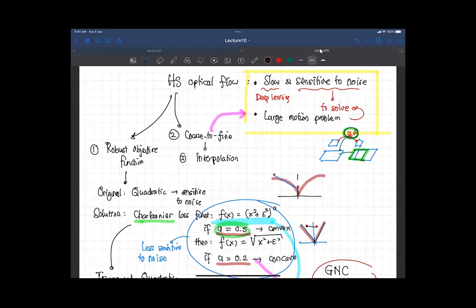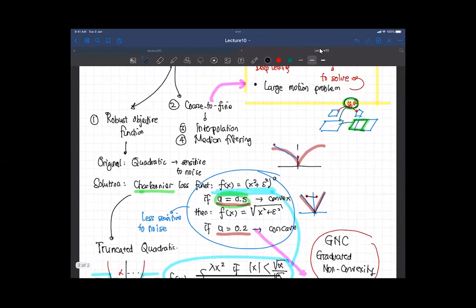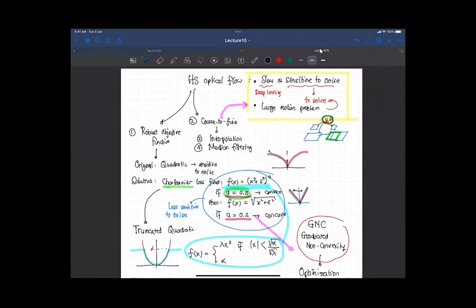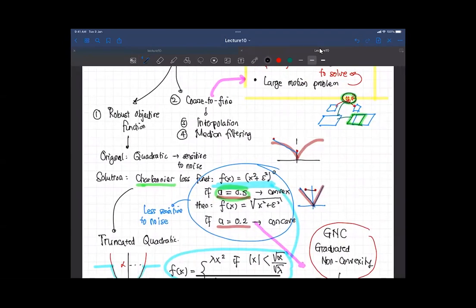And to make it more robust, because U and V can be wrong, right? Obviously, it can be sensitive to noise. Then you use median filtering to make the U and V less noisy. This is just practical advice, that you use median filtering to further suppress the noise. So this is basically what we discussed last week: problem number one, problem number two, three, and four.